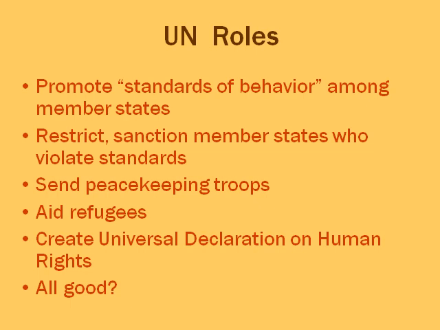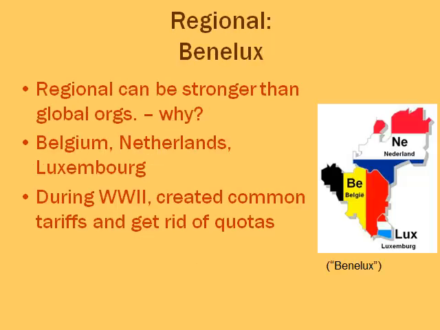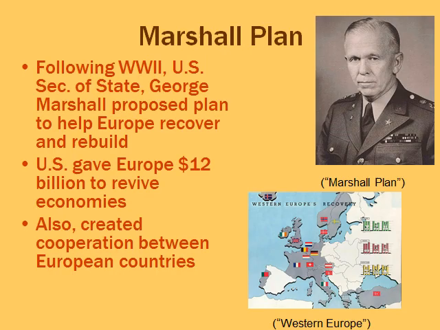the roles that it has are still debatable. A regional supranational organization is going to be one that is just within a certain region. So Benelux is a great one. It's Belgium, Netherlands, and Luxembourg. And this was also during World War II that they kept common taxes on their goods and got rid of quotas to kind of help each other out.